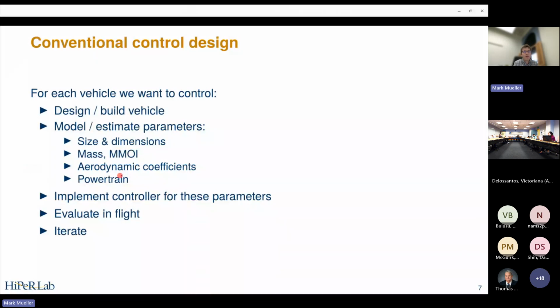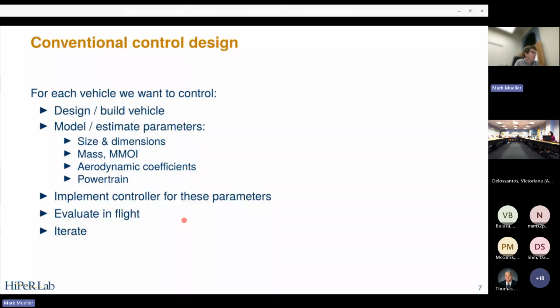And then, of course, you have the powertrain. How do I actually actuate the system? What is the model for the actuation? What are the responses of these things? Once I have my system model, I can then implement a controller. I can use MPC or an LQR or whatever approach I might like to design the feedback control for this model, and then we evaluate in simulation, and we evaluate in flight, and we iterate on this loop until we have something that satisfies our spec.